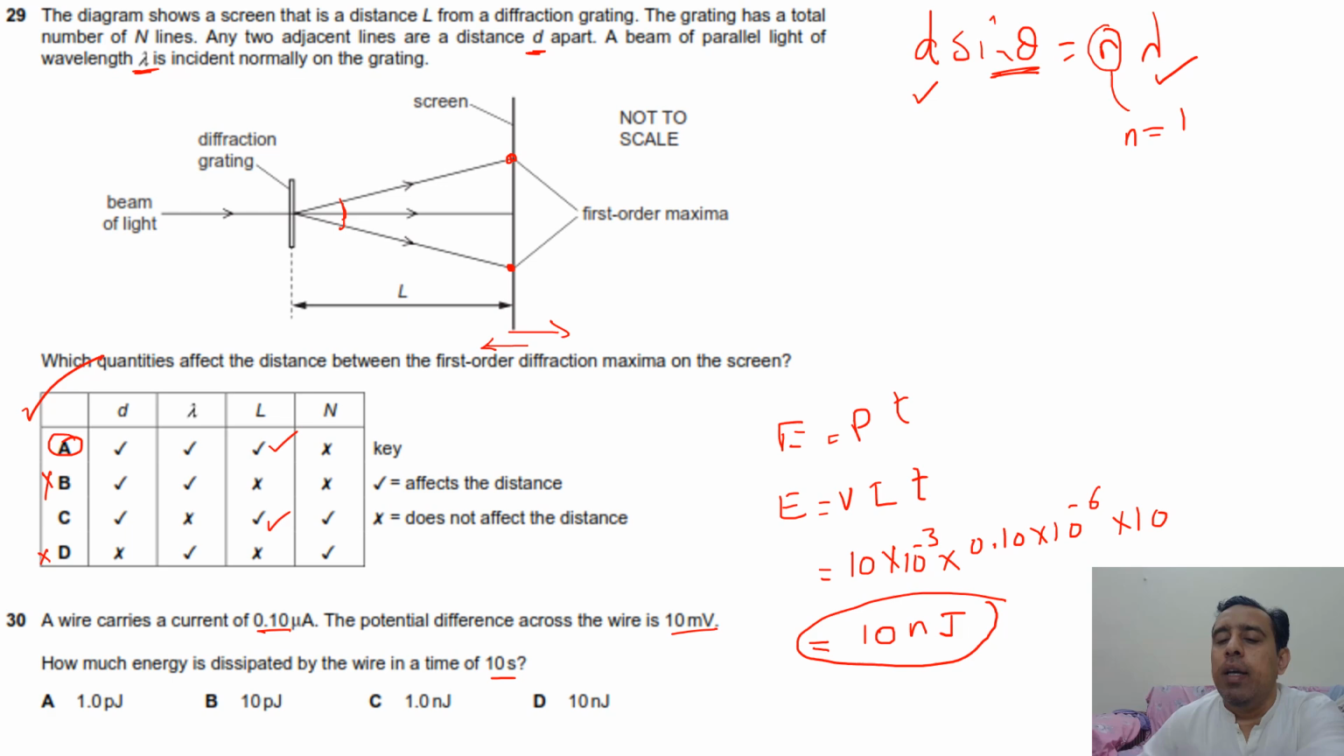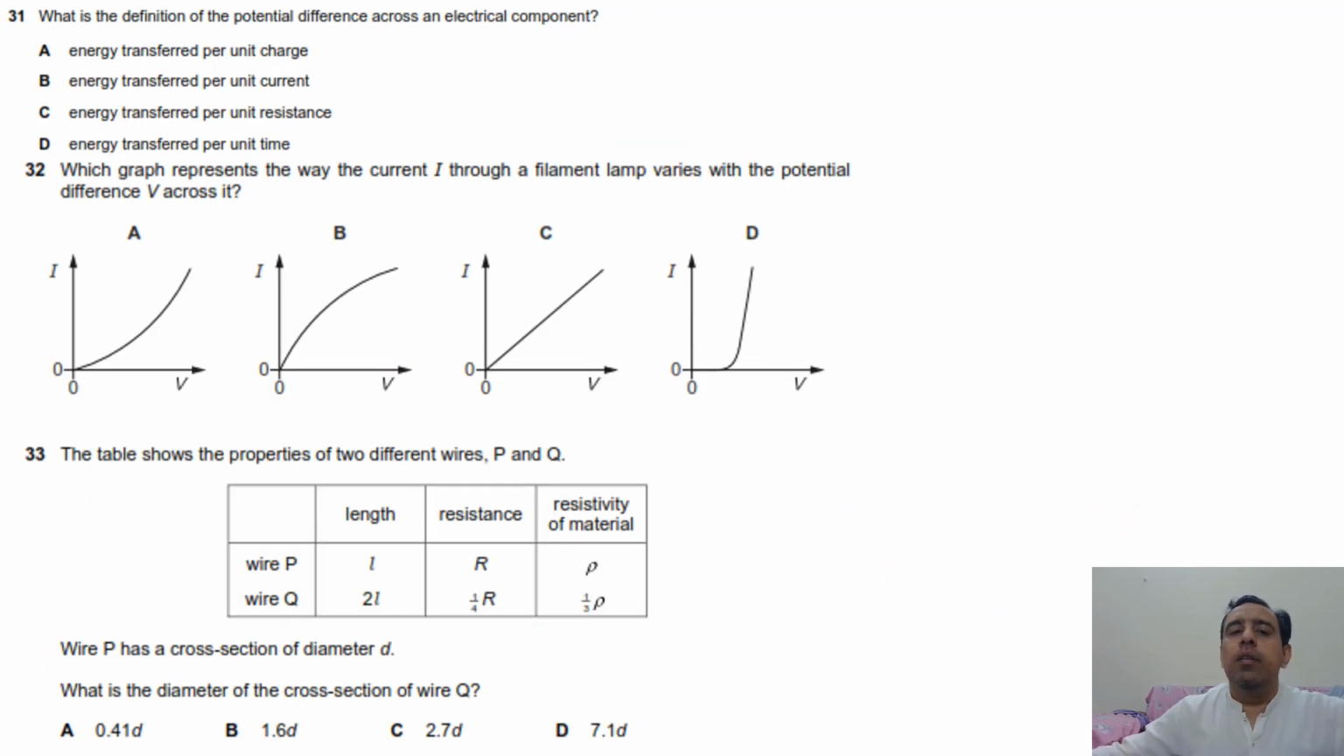Let me confirm I have already solved it by using the calculator. Yes, it is 10 nanojoule. Option D is correct. And this question, what is the potential difference? You know the basic formula, V is equal to W by Q, the work done or the energy per unit charge. So the energy transferred per unit charge, option A is correct.